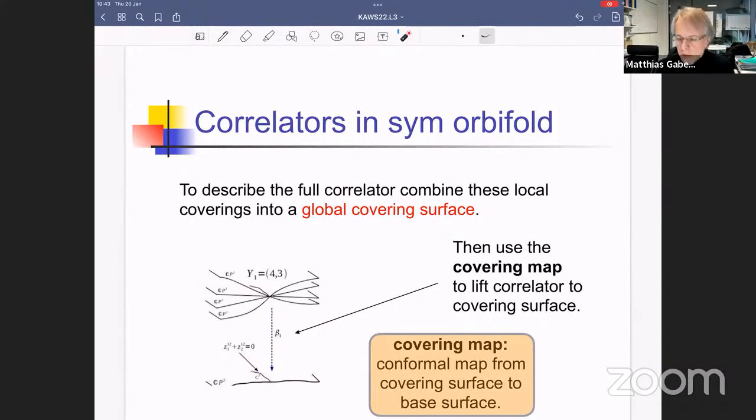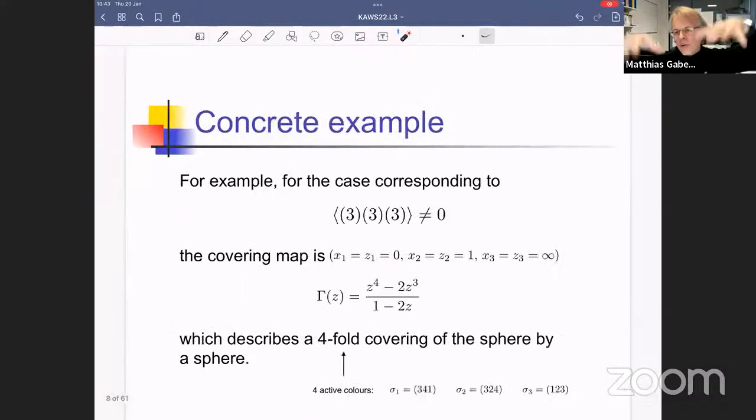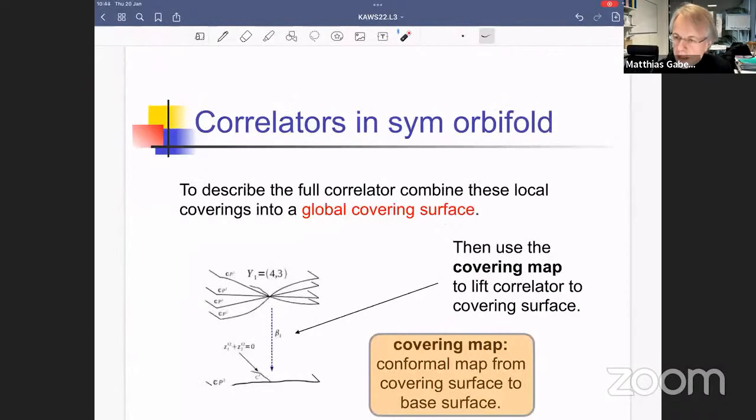Now, why is that a smart idea? Well, it's a smart idea because once you've gone to the covering surface, in some sense, you've undone the effects of these twisted sector fields. And as I'll explain in a second, if they were just the twisted sector ground state, the correlator upstairs will just be the vacuum correlator.